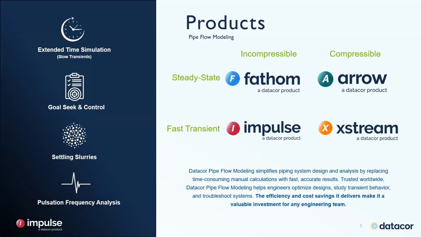This is an overview of our pipe flow modeling products. They basically break down by incompressible and compressible, and steady state or fast transient. We also have some modules in addition to the base products, including extended time simulation, goal seek and control, our slurry module, and pulsation frequency analysis. Today's focus is on Impulse.